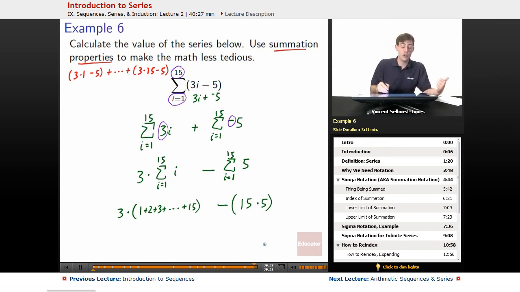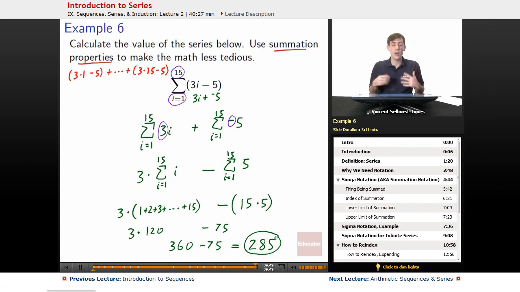That winds up working out to 120. So we've got 3 times 120 minus 15 times 5, which is 75. 3 times 120 is 360, minus 75. That comes out to equal 285, and there's our answer.